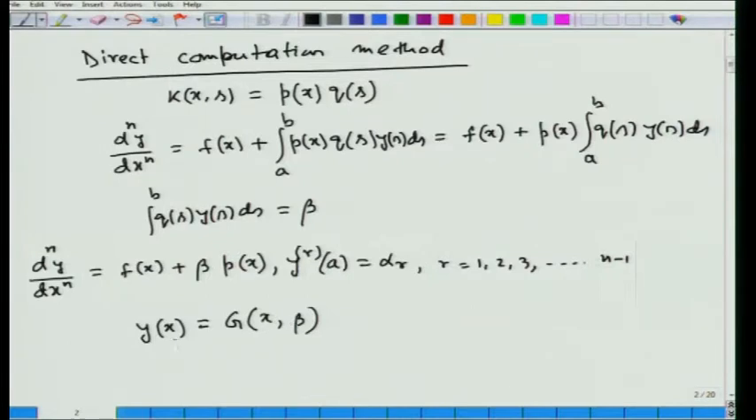Now, once you have this expression for y(x) equal to G(x, beta), then in the above definition, that is integral a to b q(s) y(s) ds equal to beta, you can substitute this expression for y(x). Substituting and integrating, then solving for beta, you can find the particular value of beta. Then substituting this beta in the final expression, y(x) equal to capital G of x comma beta, you can find the solution of the given integro-differential equation. So, this is the method for separable kernel.